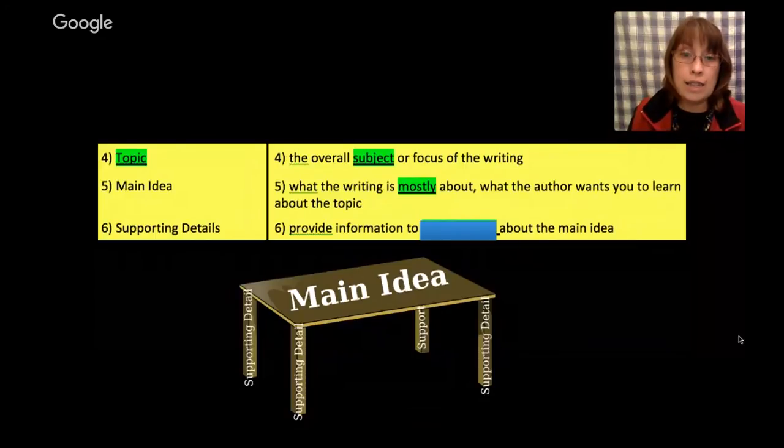Supporting details provide information to explain more about the main idea. The analogy or the visual I want you to keep in your head for this is that table. The top of the table is the main idea. The supporting details are information that hold up that main idea, that add to it and give you more information on it.